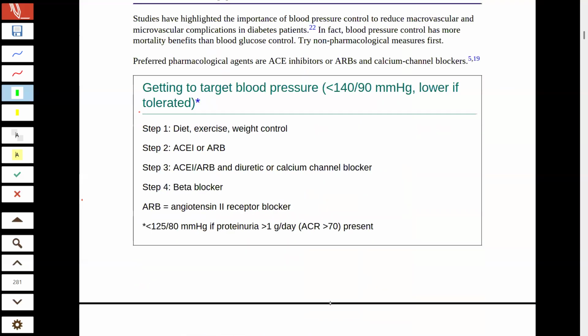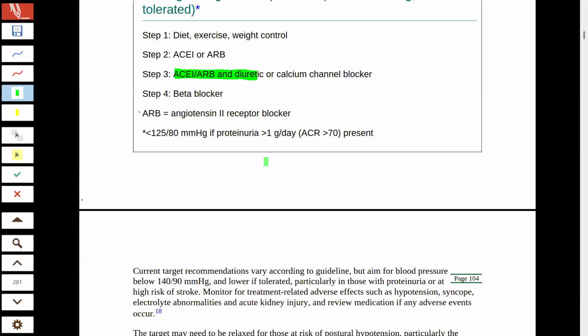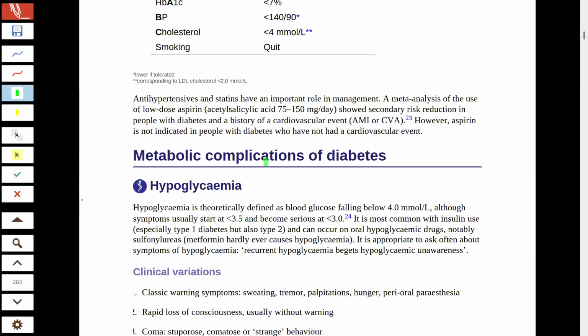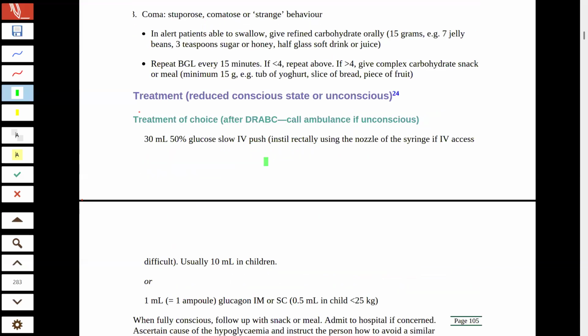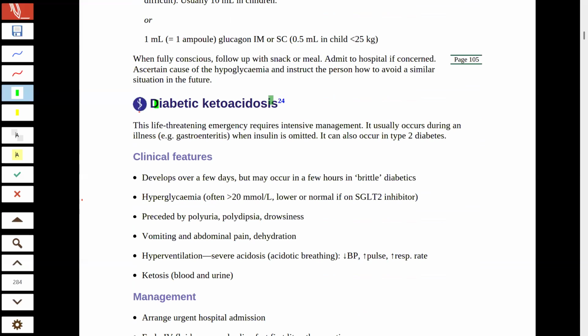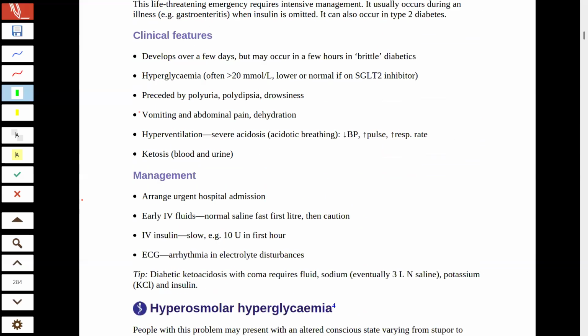And ACE inhibitor is an excellent medication for those patients who have MI along with hypertension. So we will treat with ACE inhibitor. Another thing, the rest of the things in this chapter, I have already discussed the important ones with you. Diabetic ketoacidosis, we already discussed. Management already discussed. We have to treat symptomatically, IV insulin, ECG to rule out arrhythmias.